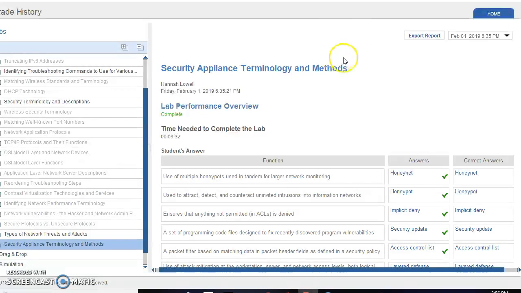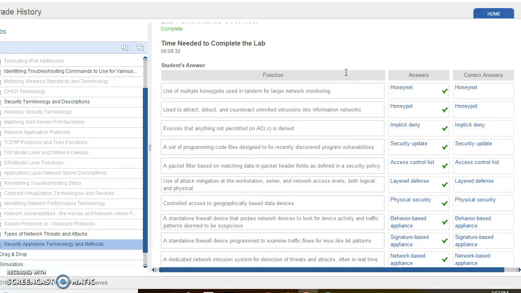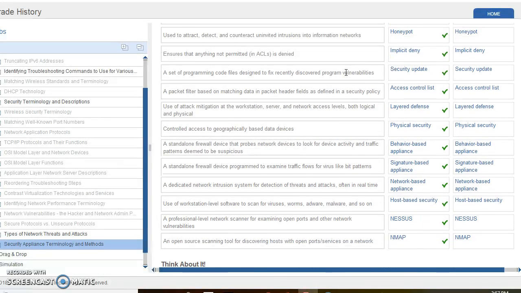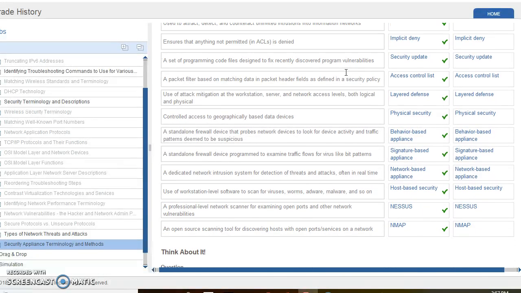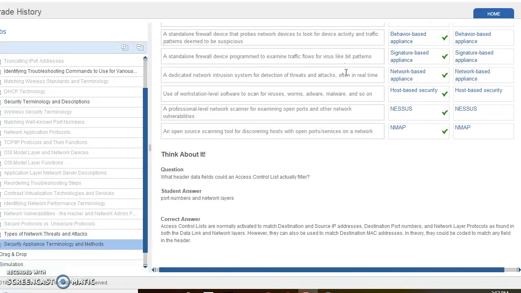Next, we have security appliance terminology and methods. This was not an area I was familiar with, but it was easy to research and match the function to the appropriate answers. Security appliance terminology and methods involves protecting corporate and personal networks.